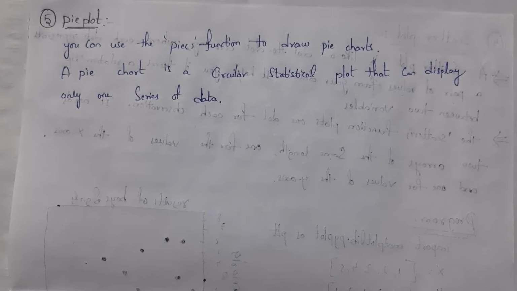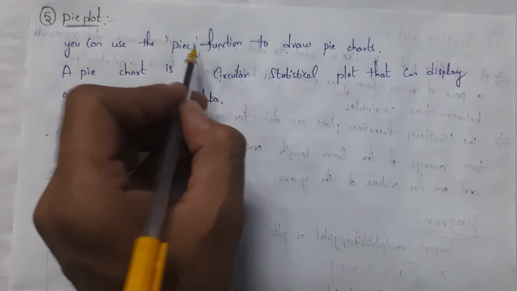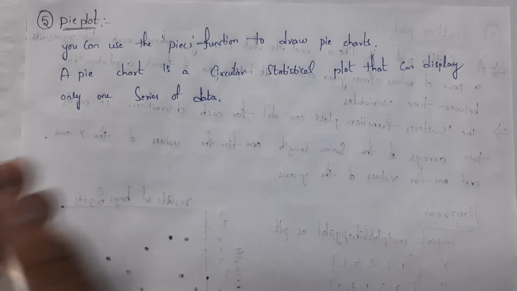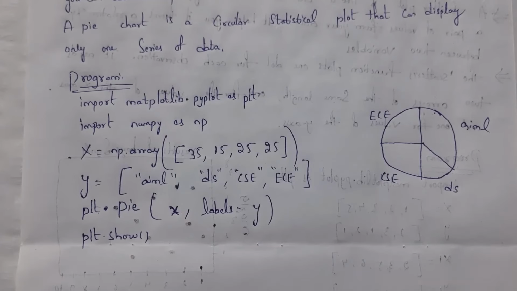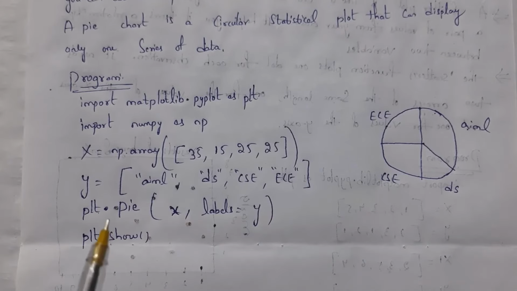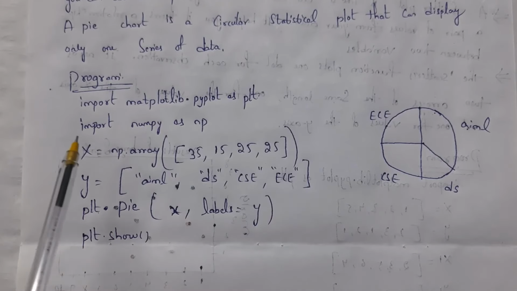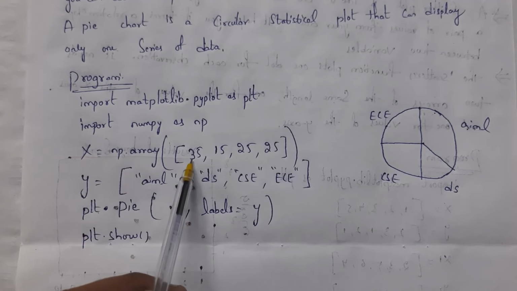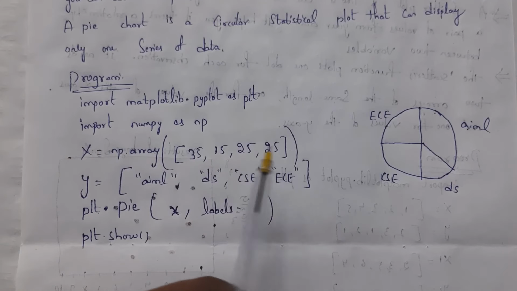Guys, in order to draw pie charts, you need to use the pie function. This pie chart is a circular statistical plot that will display a series of data. This is a simple program to draw a pie chart. At first you need to import the matplotlib module, and next you need to import the numpy module. And next I wrote x equal to numpy.array of 35, 15, 25 and 25.